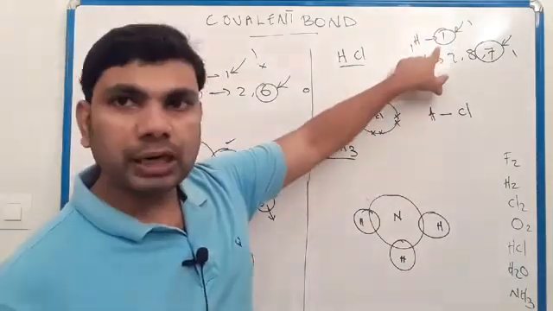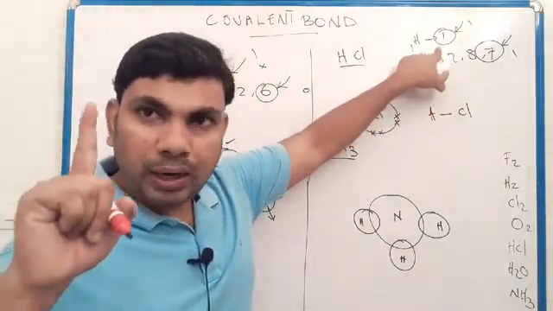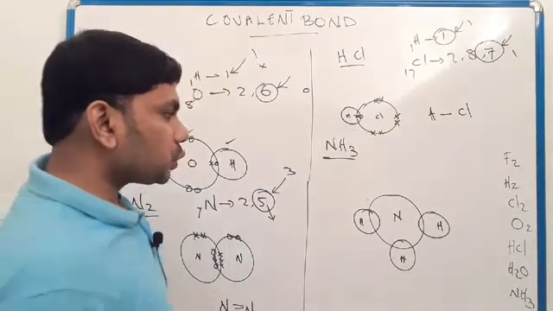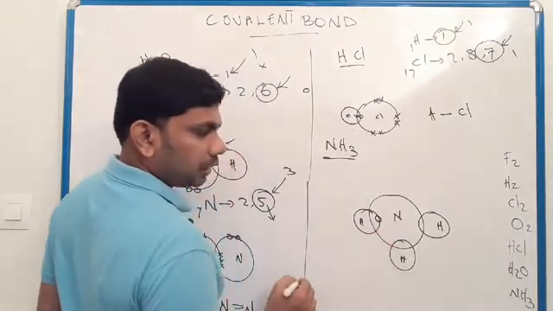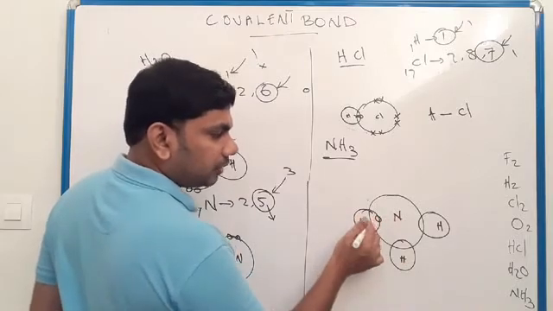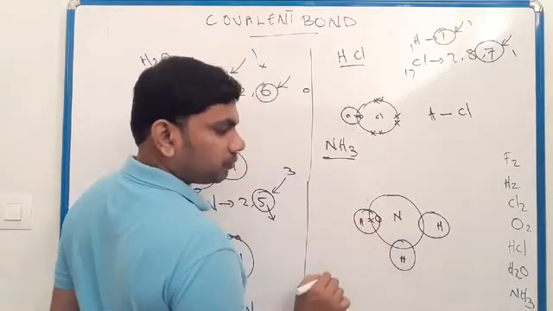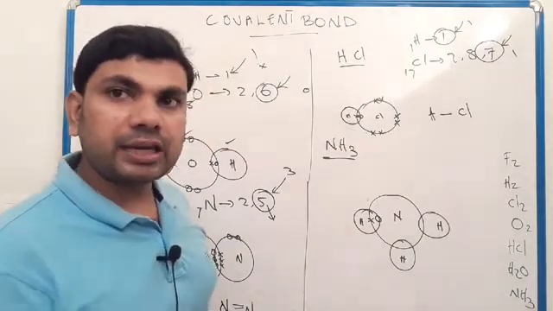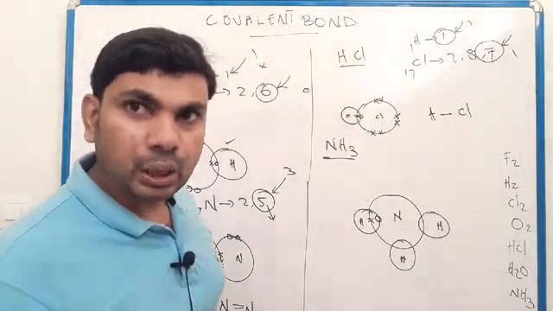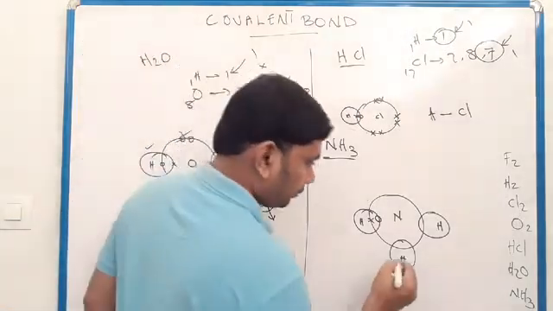Each hydrogen needs 1 more electron. So nitrogen and hydrogen share 1 pair of electrons in each case.